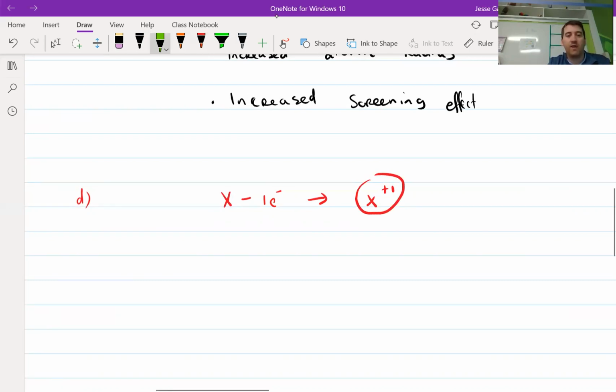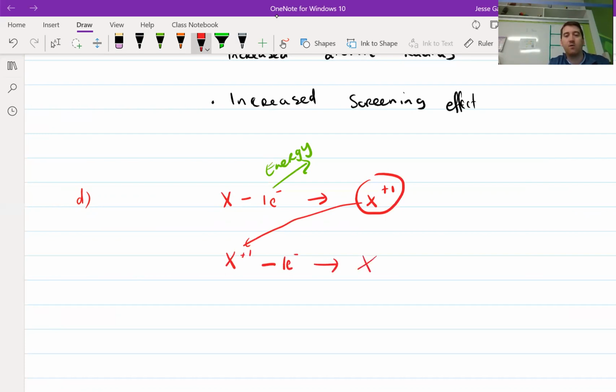So it took a certain amount of energy to remove that electron. We put energy in to take that electron away. That's the first ionization. If we then take this X+ and try and remove another electron from it, that would be the second ionization energy, and that would create X2+, the 2+ ion. Now, the question is really asking, why does it take more energy to remove this second electron? And if we did it again, why would it take more energy to remove the third electron?